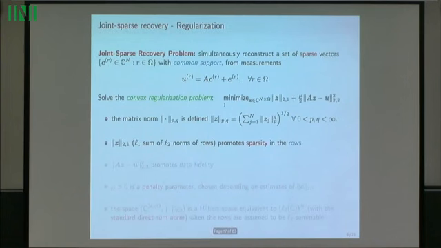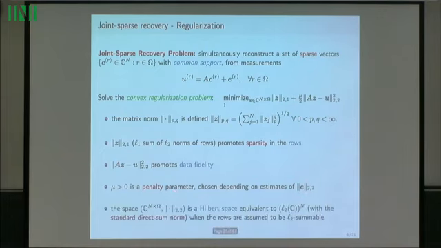What that means in particular is that the 2,1 norm is the l1 sum of the l2 norms of the rows. The first term here is going to promote the sparsity in the rows. My second term is going to promote the data fidelity. Mu is going to be a penalty parameter that will be chosen depending on estimates of the noise. And of course, this space, C^(n by omega), with the 2,2 norm, is a Hilbert space equivalent to the space little l2 of C, tensorized to the nth power, with the standard direct sum norm when the rows are assumed to be l2 summable.